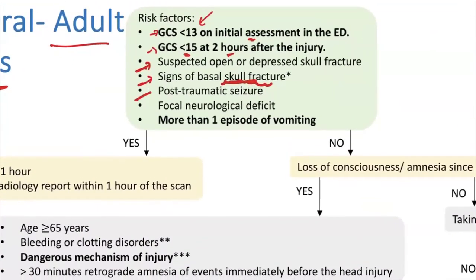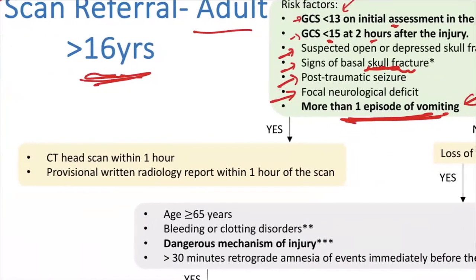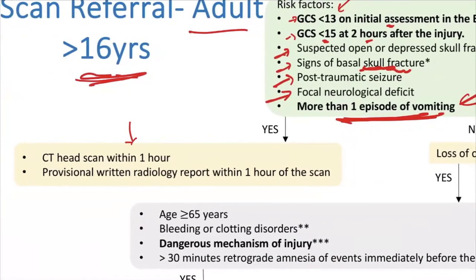After trauma, the patient had seizures. On examination, there is a focal neurological deficit. For example, there is diplopia, slurring of the speech, dysarthria, or unilateral weakness of an upper limb and lower limb. If there is more than one episode of vomiting, if any one of these is present, you get the CT scan done within 1 hour of arrival to the emergency department, and a provisional report should be provided by the radiologist within an hour's time.